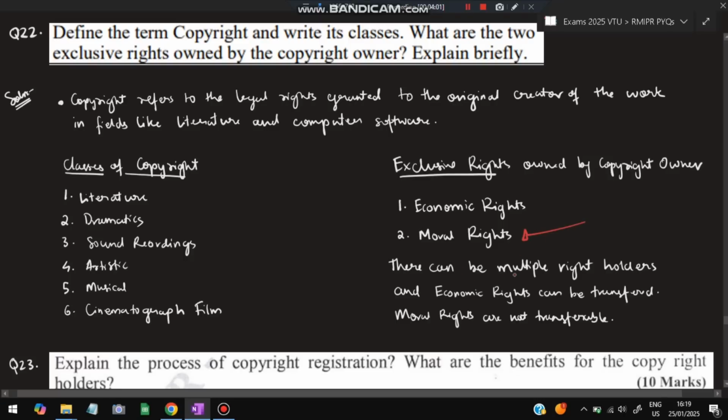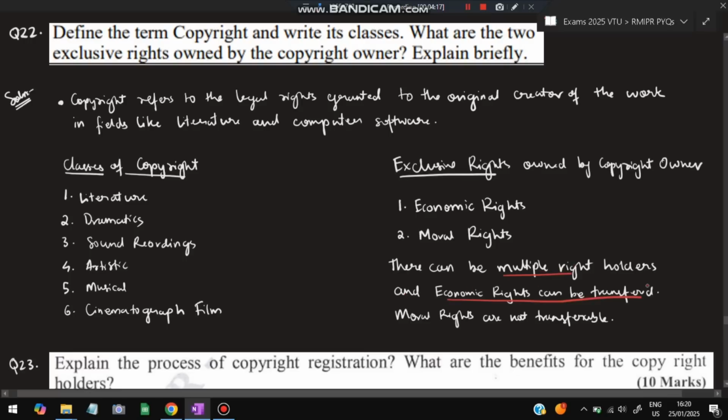And there are multiple right holders in some cases. For example, in a song or musical sound recording, the lyricist has a right, and the composer, performing singer, musician, sound engineer, and recording company all have some rights. So multiple right holders will be there.